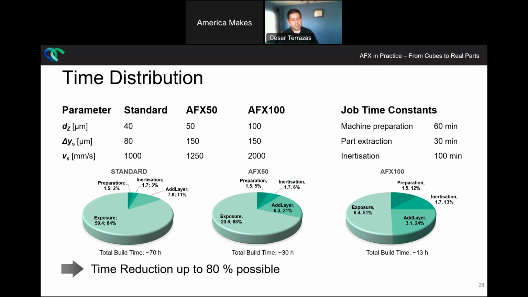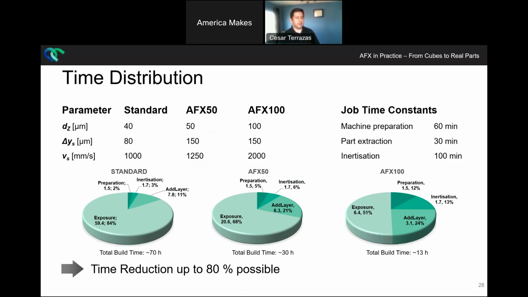So you can see some of the numbers that the team calculated, starting with 70 hours as the baseline with the standard AFX laser in emission mode 0, versus emission mode 3, 30 hours, emission mode 6, 13 hours. So in theory, it is possible to reduce the time up to 80% because there's still other things that can be optimized, now that the exposure time has been also optimized. So this is when it comes to the time distribution.